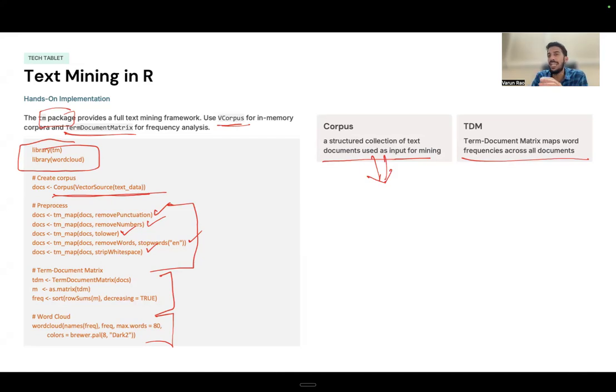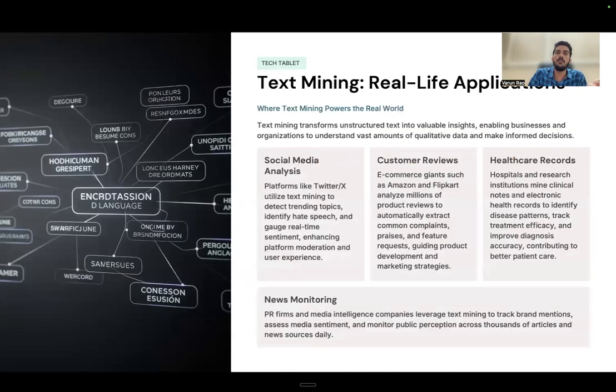And then you have TDM, which is term document matrix. Now this document maps the frequencies across all other documents. Okay, so it tries to map the word frequencies and generate the answer, or the output, in one place. Now we have one real life application for text mining as well.